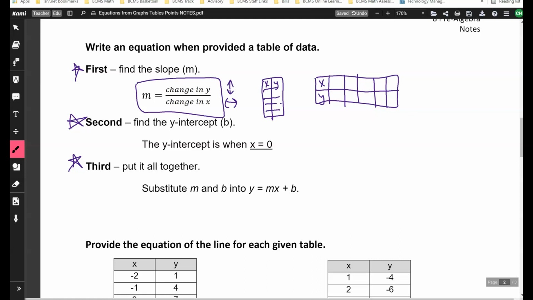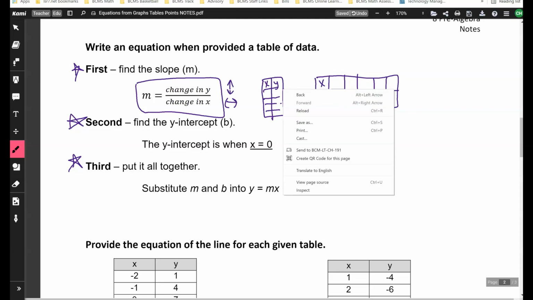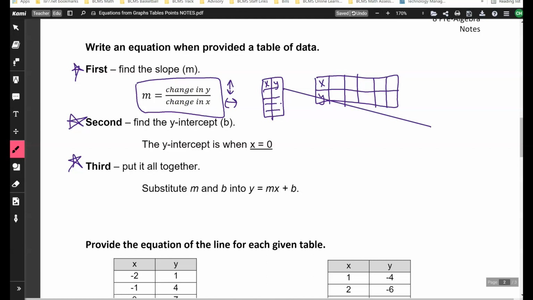So when you're finding slope, you're finding the change in these y values on this side over your change in your x values on this side. Or looking at the y values changing down here over how the x values are changing each step of the way there.